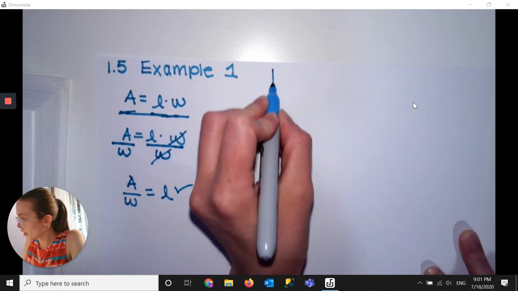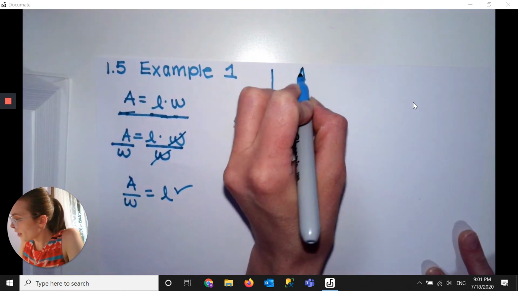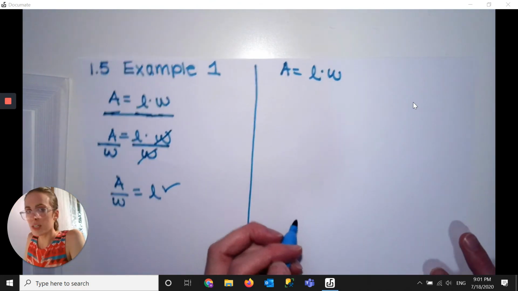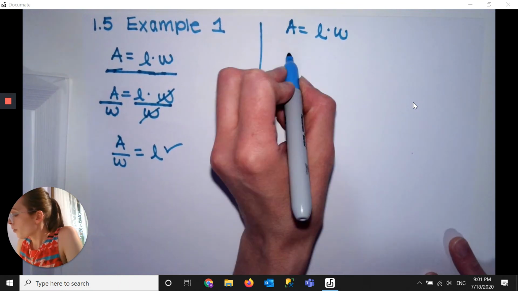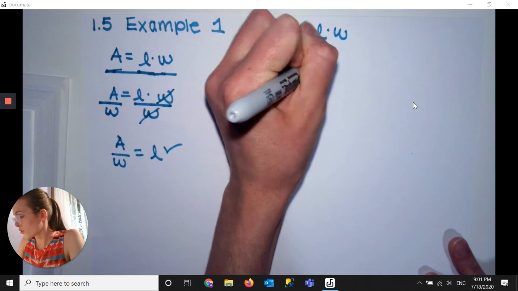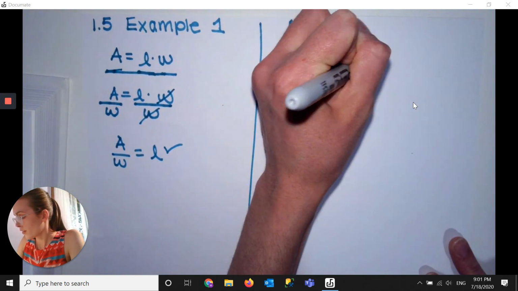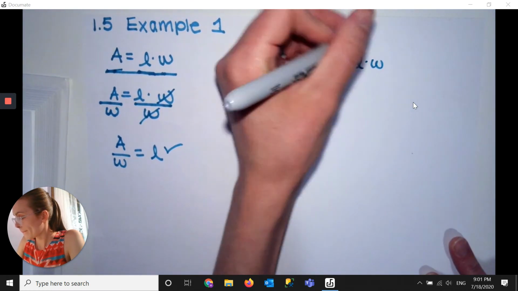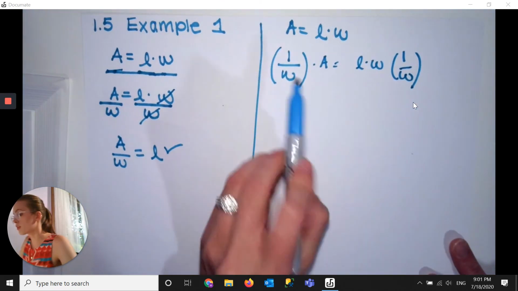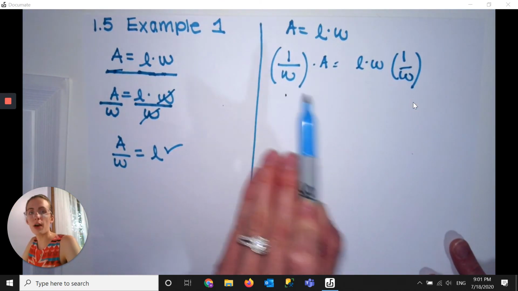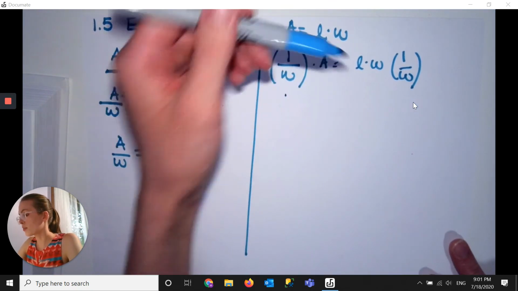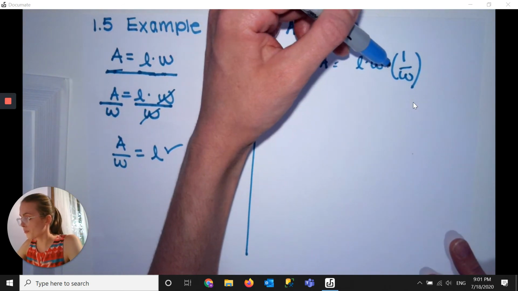Another way you could do it is like this. So you've got A equals L times W, right? What you can do is multiply both sides by 1 over W, which is actually the same thing as dividing both sides by W. And I'll show you why. So notice if I multiply one side by 1 over W, I have to multiply the other side by 1 over W. So we've got 1 over W times A equals L times W times 1 over W.